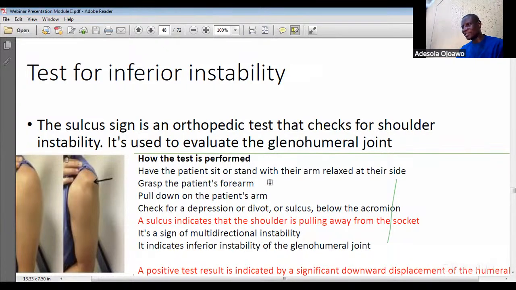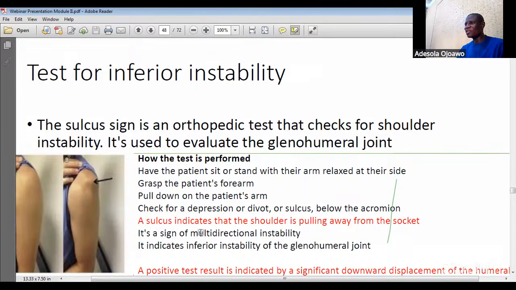Have the patient sit or stand with their arm relaxed at their side. Hold the forearm and pull it down. I want to advise that you do this with caution so that you do not dislocate the shoulder more. Once you observe the sulcus here, just apply a mild force, and that will give a positive indication.